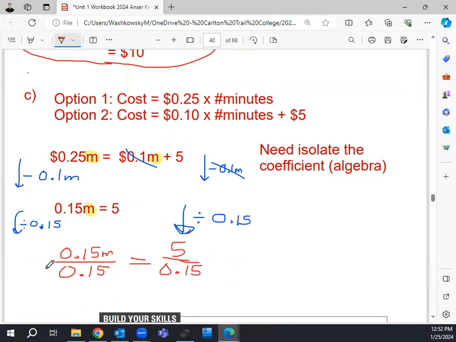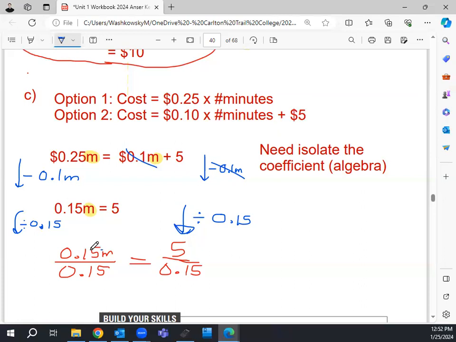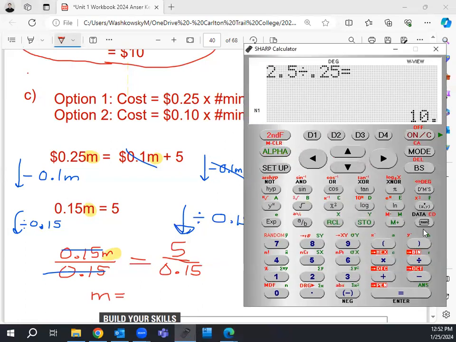Again, the decimals throw things off, but think about it this way. What's 5 divided by 5? 1. What's 1,000 divided by 1,000? 1. Anything divided by itself is 1. It cancels out. So what's going to happen to these two things, the 0.15 m, the 0.15? Gone. What am I left with? Just m, which is my whole goal to begin with. M is equal to 5 divided by 0.15. Calculator can do that heavy work for me. 5 over 0.15.